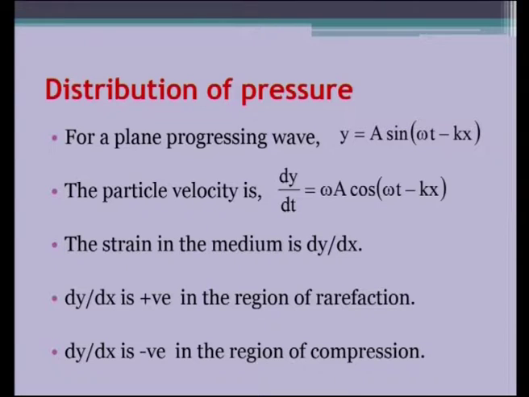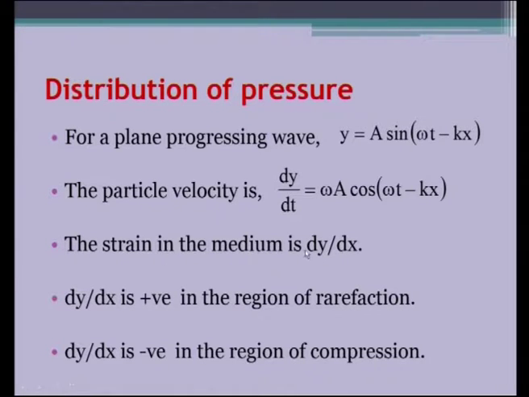Distribution of pressure. For a plane progressing wave, we have this equation. This equation is a very familiar equation which we have been using off and on in all the lectures. Y is equal to A sin(omega t minus kx). This is the equation of a plane progressing wave which propagates in the positive x direction. If we differentiate it once, we get the particle velocity. So, that is also done here.